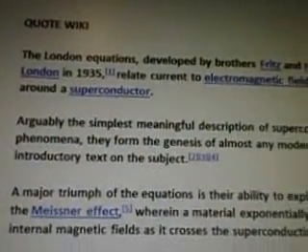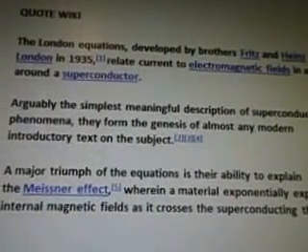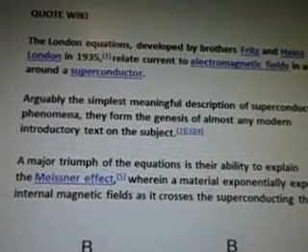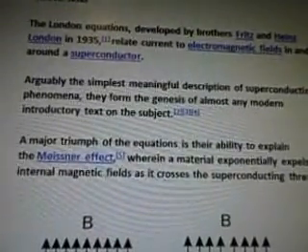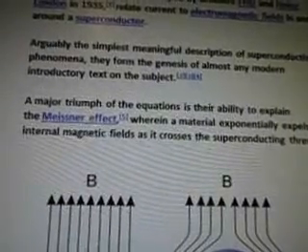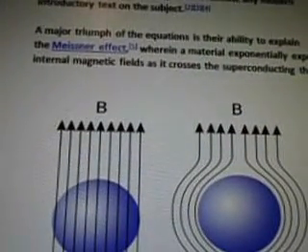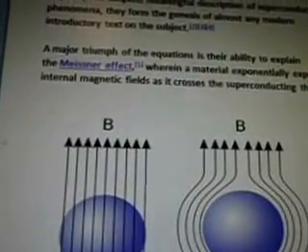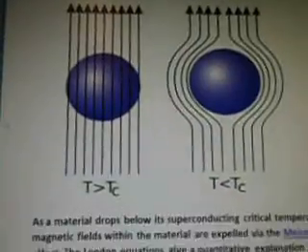The London Equation, developed by brothers Fritz and Heinz London in 1935, relates current to electromagnetic fields in and around a superconductor. Arguably, the simplest meaningful description of superconducting phenomena. They form the genesis of almost any modern introductory text on the subject. A major triumph of the equations is their ability to explain the Meissner effect, wherein a material exponentially expels all internal magnetic fields as it crosses the superconducting threshold.